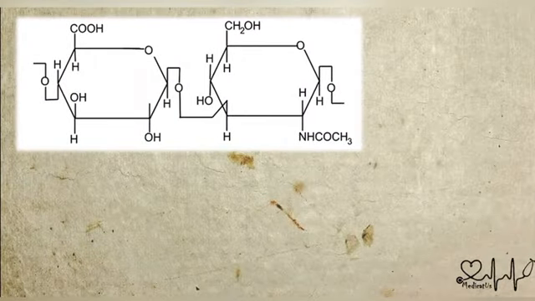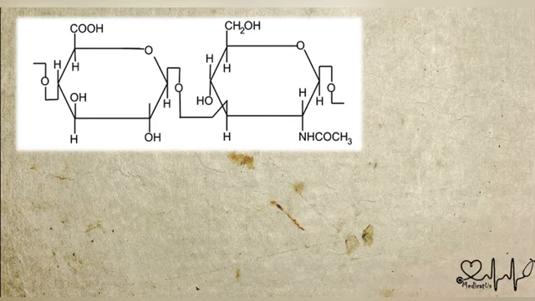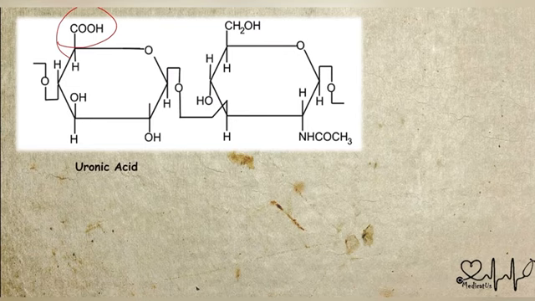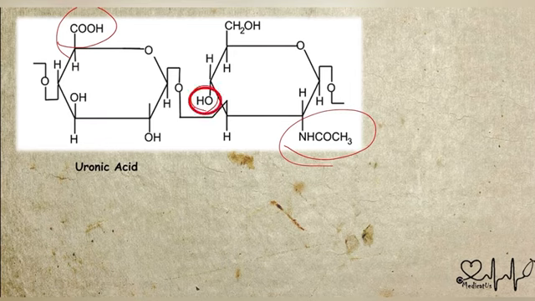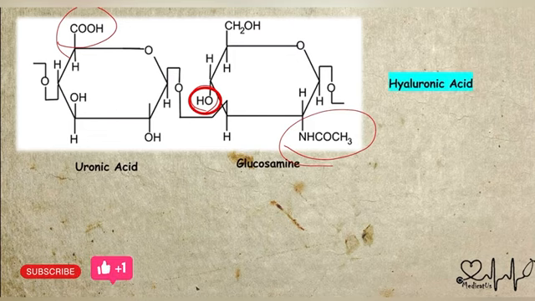Now let's identify the structure on the basis of what we learned till now in this video. This is the acid part. It means it is uronic acid and it is not galactose. And this one is amino sugar. But which one? Galactosamine or glucosamine? For that, we have to see the fourth carbon. If the OH is on the lower side, it means it is glucosamine. So it totally fits our definition and doesn't follow any exception. That means it is hyaluronic acid.